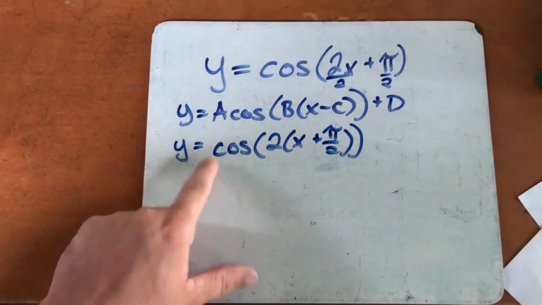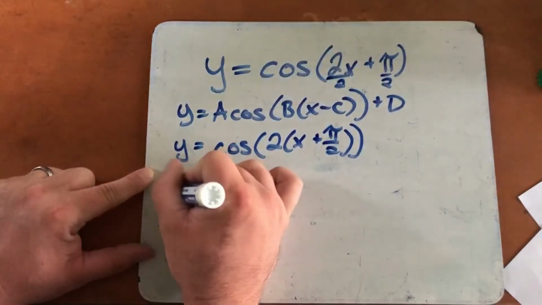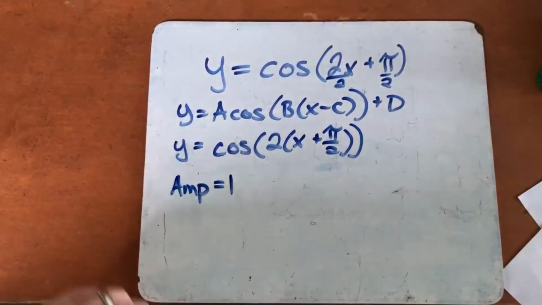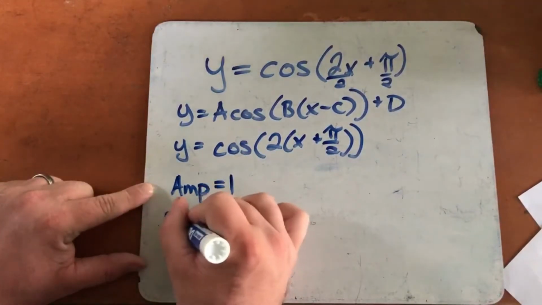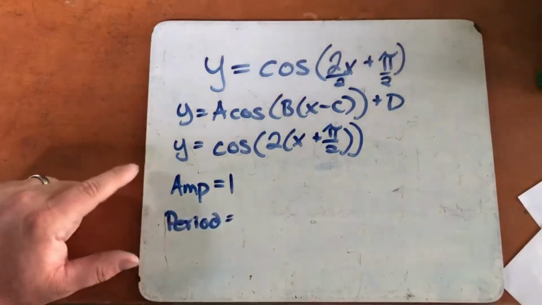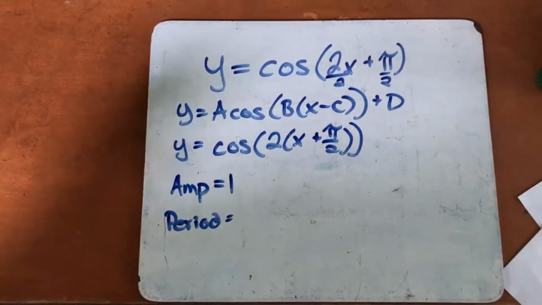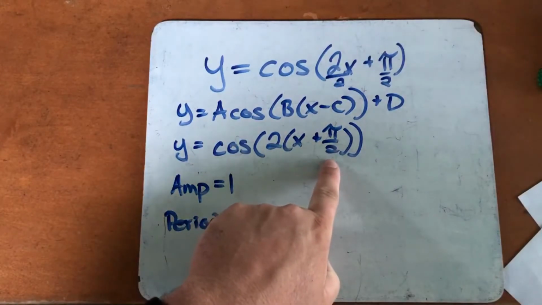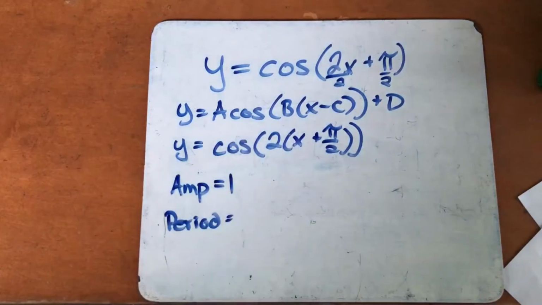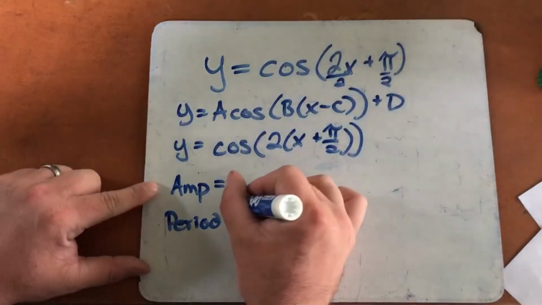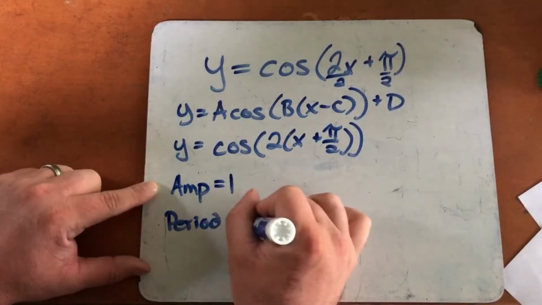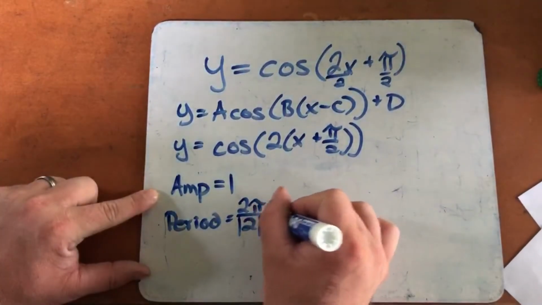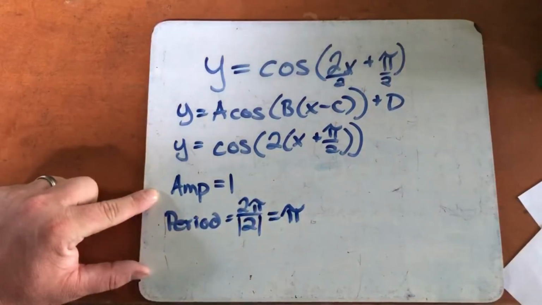I don't have an A, so that means my amplitude is a 1, because if nothing's written there, it is an amplitude of 1. Now I need to find my period. Period is 1 full rotation of the circle divided by whatever B is. Since this says pi over 2, that means I am in radians. So I would do 2 pi divided by the absolute value of 2, because B is 2. So my period in this case is pi.